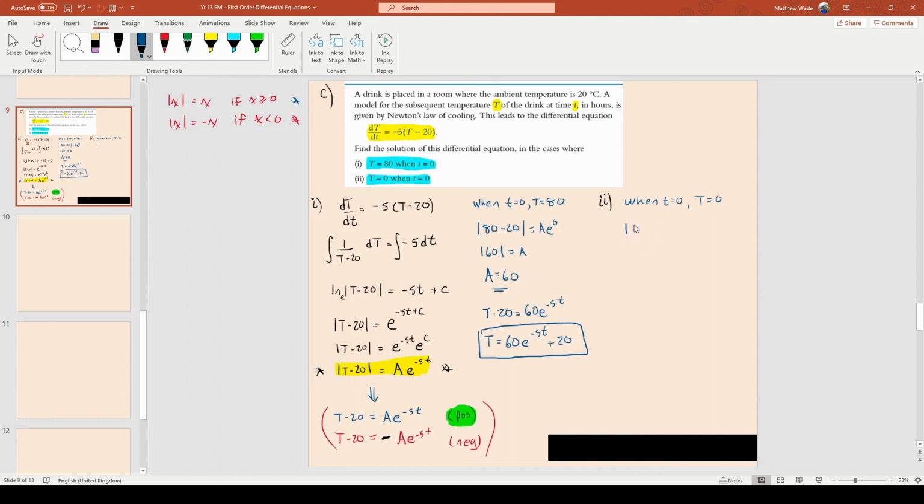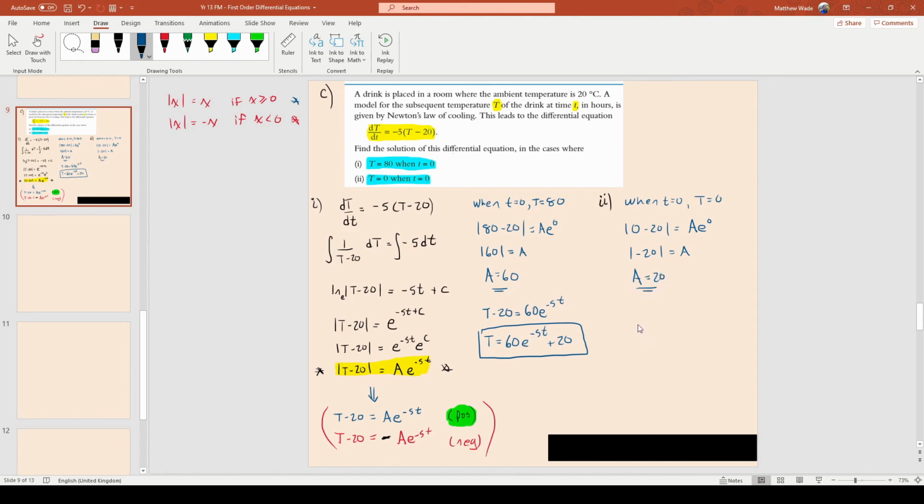What we're going to get on this side is 0 take 20, because big T was 0. And on this side, we're going to get A, e to the 0. Cool. That means you get modulus of negative 20 equaling A. But here we go. That's negative, right? And modulus switches it positive. Well, here you go then. A is certainly positive 20, because it just got switched positive.